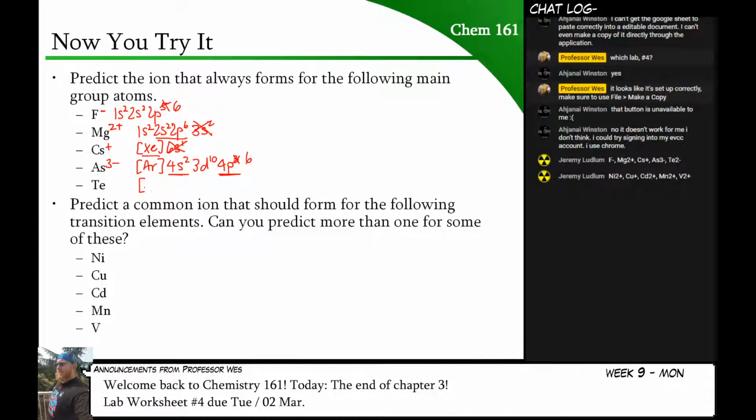And then tellurium has the electron configuration krypton, 5s2, 4d10, 5p4. There's my valence shell. Let's get that up to 6, and that required 2 extra electrons. There you go. That's how you get the common ion for each of these elements.